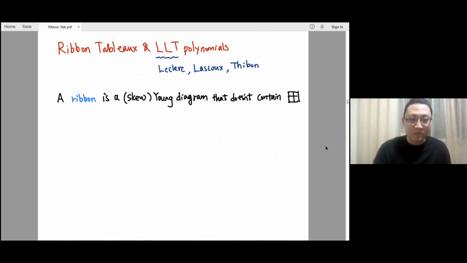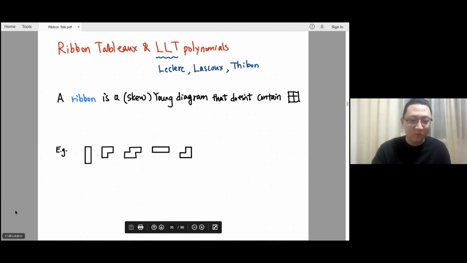Now I'm going to talk about ribbon tableaux and LLT polynomials. A ribbon is a skew Young diagram which doesn't contain any 2x2 square. Here are some examples of ribbons. Basically, it has to be a skew Young diagram, and it doesn't contain any 2x2 block.